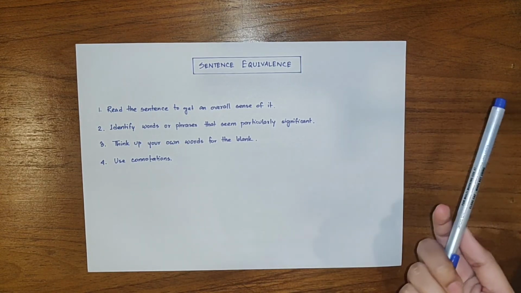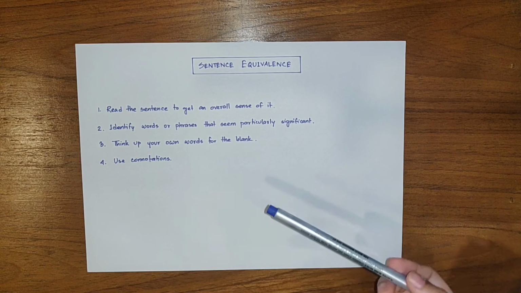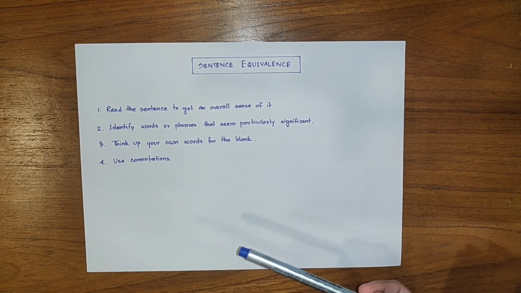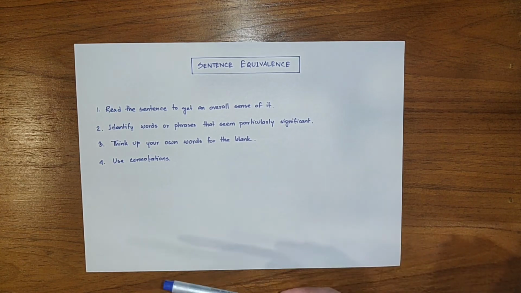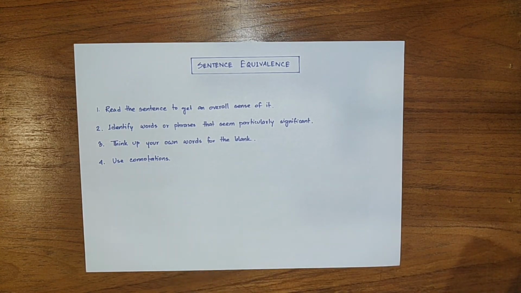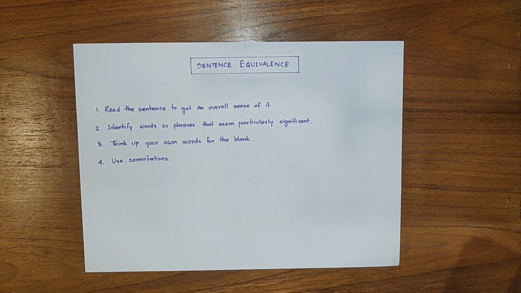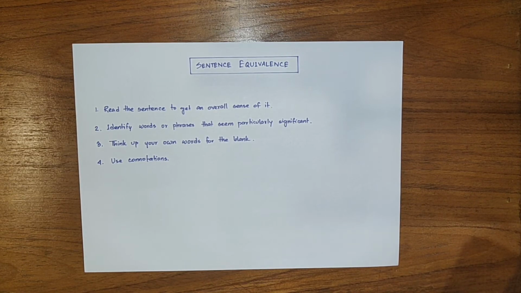Read the sentence to get an overall sense of it. Then you have to identify words or phrases that seem important. Think up your own words before looking at the answer choices and use word connotations. Now, in most cases, we'll look for synonymous words for sentence equivalence blanks, but don't simply look among the answer choices for 2 words of the same meaning, because choices may include a pair of synonymous words which do not fit in the context of the sentence. And the correct answer may not always mean exactly the same thing.